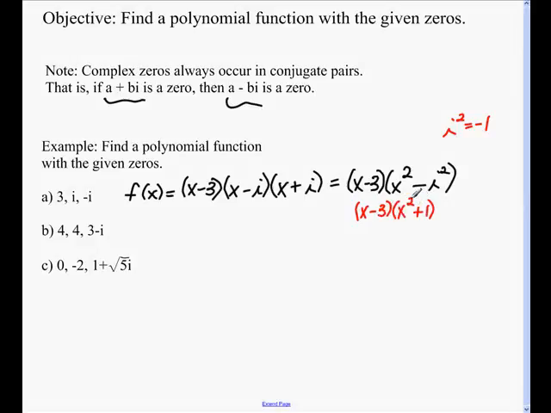So this is really x squared minus a -1, or x squared plus 1. So we have x minus 3 times x squared plus 1. So if you then wanted to multiply that out further, you would get what? x cubed minus 3x squared plus x minus 3 to be your polynomial.